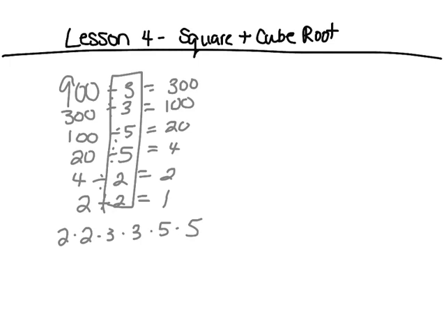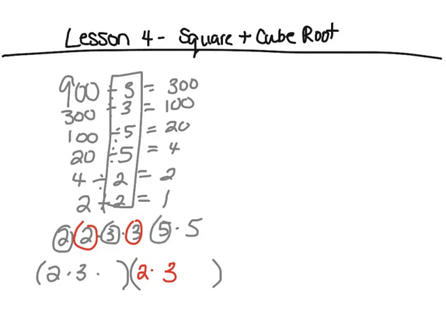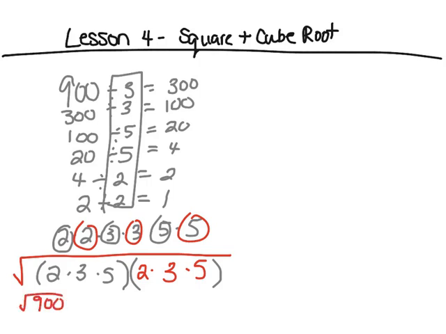And if you notice, there's 2 of everything. So we can split this into 2 separate groups that are identical. So one of the 2's is going to go in the first group, the other 2 is going to go in the second group. Same with the 3's, times 3, times 3, and the 5's. So if you take the square root of this, because you have 2 things under the square root, one thing comes out, the square root of 900 is equal to 2 times 3 times 5.